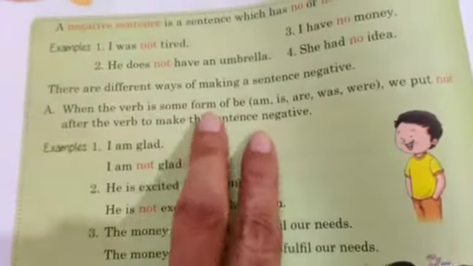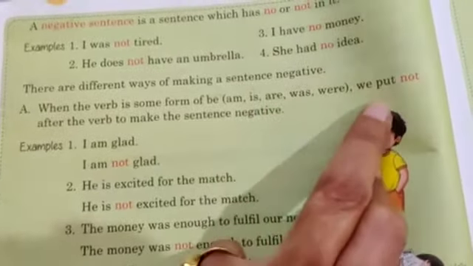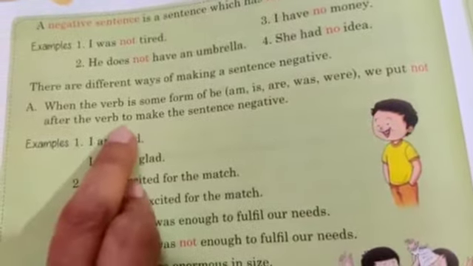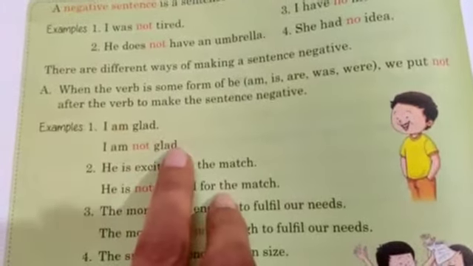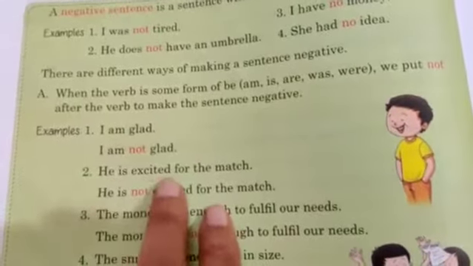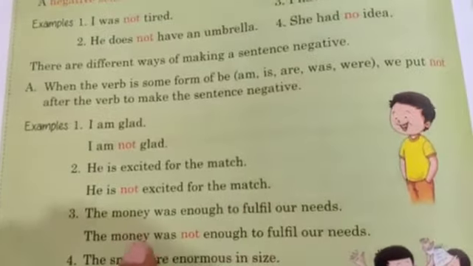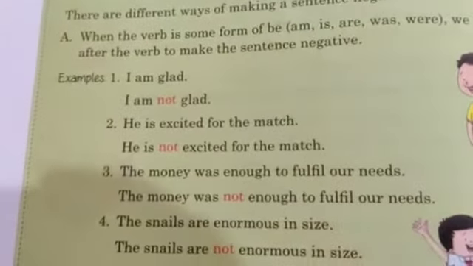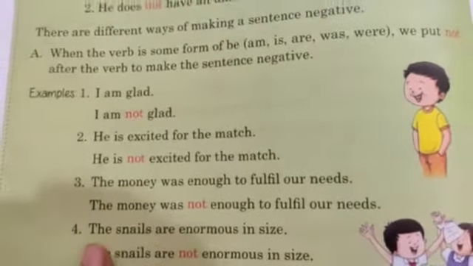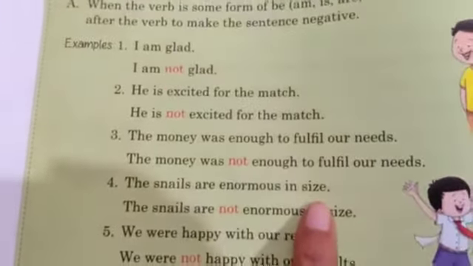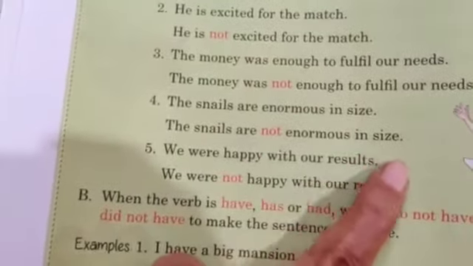When the verb is in some form of be, that is am, is, are, was, were, we put not after the verb to make the sentence negative. I am glad. I am not glad. He is excited for the match. He is not excited for the match. The money was enough to fulfill our needs. The money was not enough to fulfill our needs. The snails are enormous in size. Enormous means big. The snails are not enormous in size.